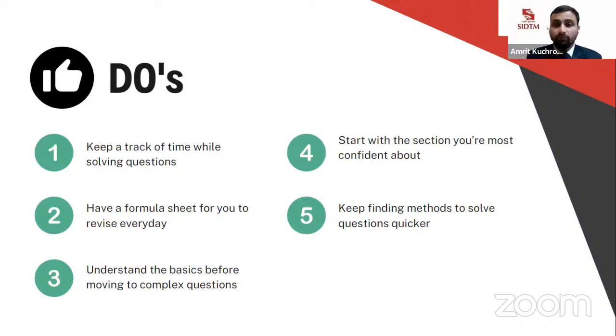The last step is to keep finding methods to solve questions quicker. Now, this correlates to point number 2, like having a formula sheet for all your tips and tricks. If you keep revising your shortcuts, formulas, tips, and tricks, it will definitely help you to solve questions quicker. And again, the time constraint.